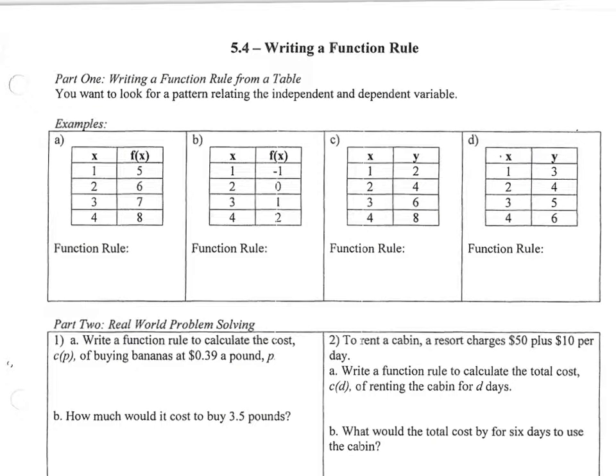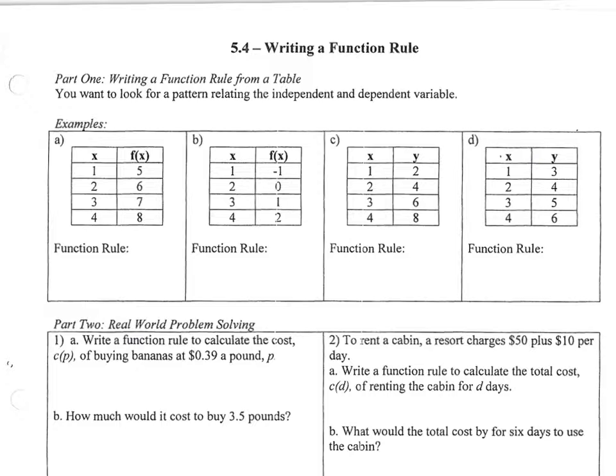We've evaluated functions, we've determined if something's a function, we have graph functions. Now we're going to write our own functions or come up with our own relationship between the independent and dependent variable. So the first way we're going to do it is looking at a table. In a table, what you're trying to look for is, what am I doing with the x value to get the y value?